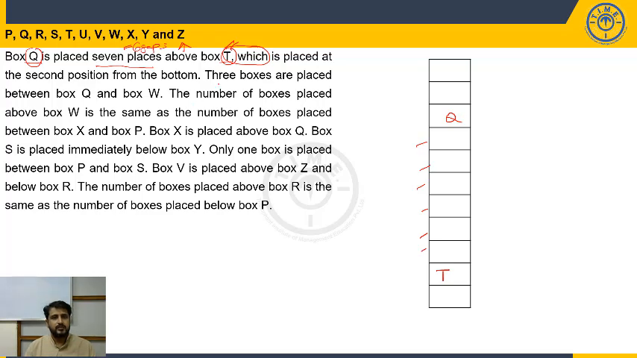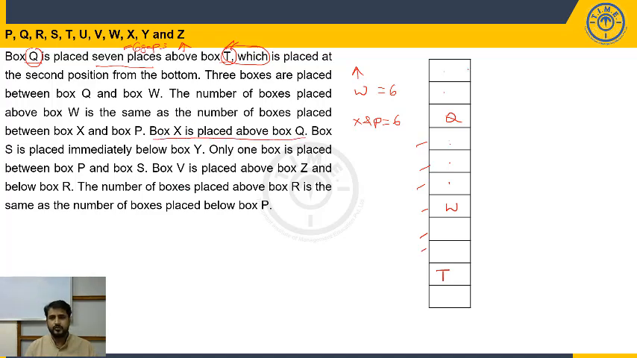Next. 3 boxes are placed between box Q and W. So Q is here. So above, can I take 3 boxes? No, it is not possible. So it should be below only. 1, 2, 3, and here it is W. Next, the number of boxes placed above W is same as the number of boxes placed between X and P. Above W are how many? 1, 2, 3, 4, 5, 6. So above W, 6 boxes are there. So between X and P, number of boxes will be how many? 6. And it is given clearly X is placed above Q.